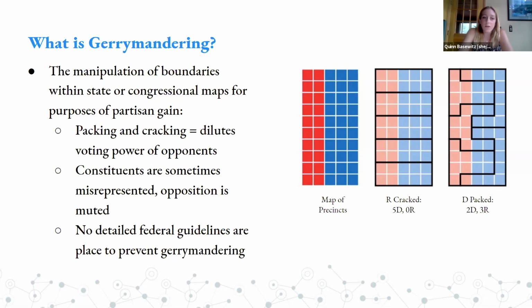So doing this, there's packing and cracking, which dilute the voting power of opponents. So in the middle picture, the Republicans are cracked, and we can get all 5 of the districts to have Democrat representation, versus the last picture, which has the Democrats packed. So most of their voting body is in 2 different districts, and the other 3 are won by Republicans. Because of this, constituents are sometimes misrepresented and the opposition is muted. And there aren't any federal guidelines in place to prevent gerrymandering, which means that states can do what they want. They can have their own laws surrounding it. So gerrymandering takes place at a different level in each state.